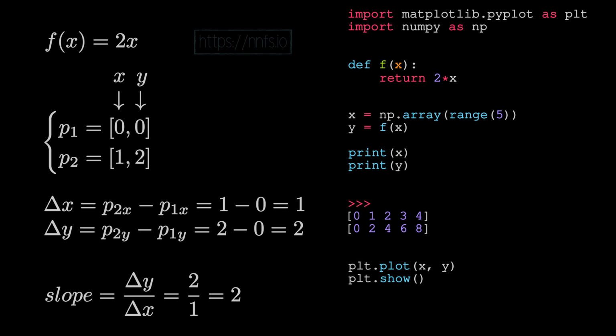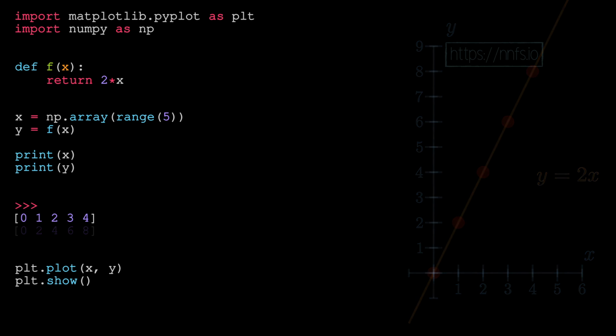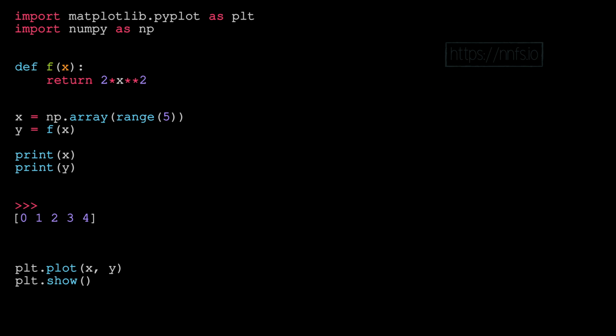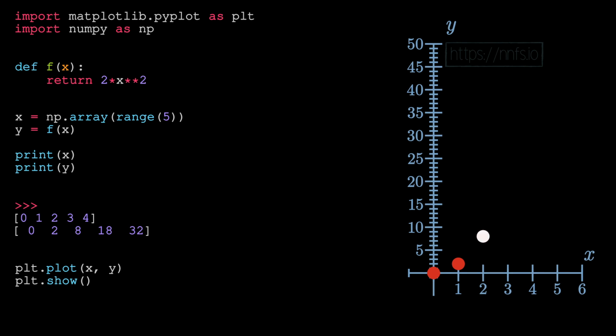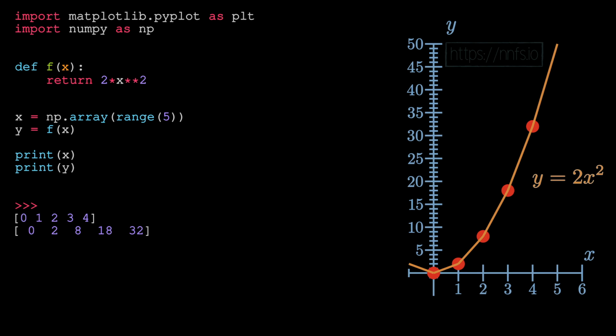In Python, we can calculate this by indexing y at index 1 minus y at the index of 0, dividing that by x at the index of 1 minus x at the index of 0, giving us again the same answer. The slope is 2. But what happens when we have a nonlinear function like 2x squared, which makes a graph like this? Depending on which 2 points that we use, the calculation for the slope is going to vary.